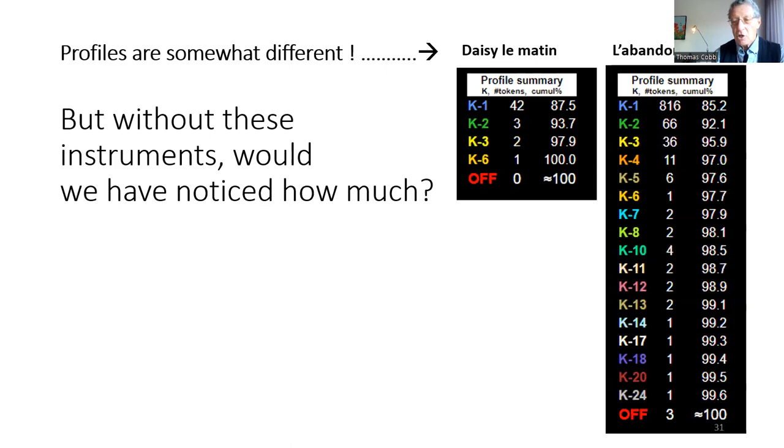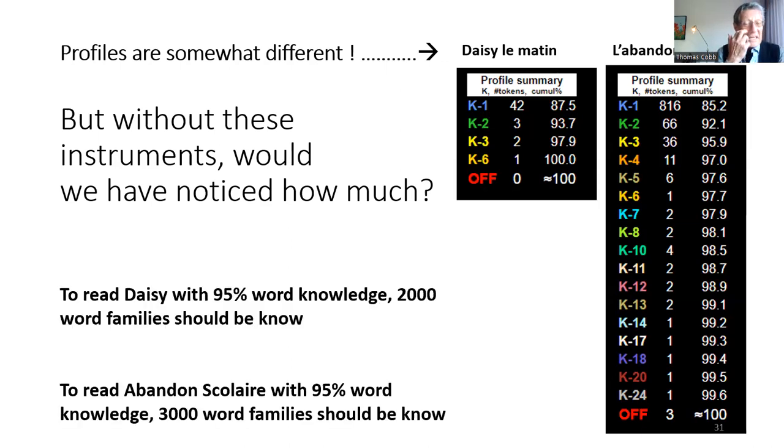Okay, these are somewhat different, Daisy le matin and l'abondance scolaire, particularly after you leave the 3K. Look at the 4, 5, 6, 12, and so on. There's only 2 or 3 words in each one, or maybe even only one, but there's a lot of vocabulary in that text. So the person who gets 95% by virtue of knowing K3 has got quite a bit of work to do to make inferences for the rest. The point is, without these instruments, would we have noticed how much difference? To read Daisy with 95% word knowledge, you would only need to know 2,000 words. To read Abondance Scolaire with 95% word knowledge, you would need 3,000. So 1,000 words is quite a big difference, given that most people don't get that from their high school experience.